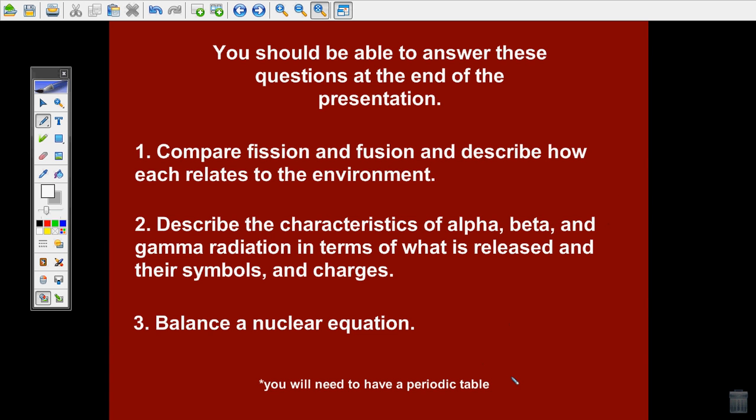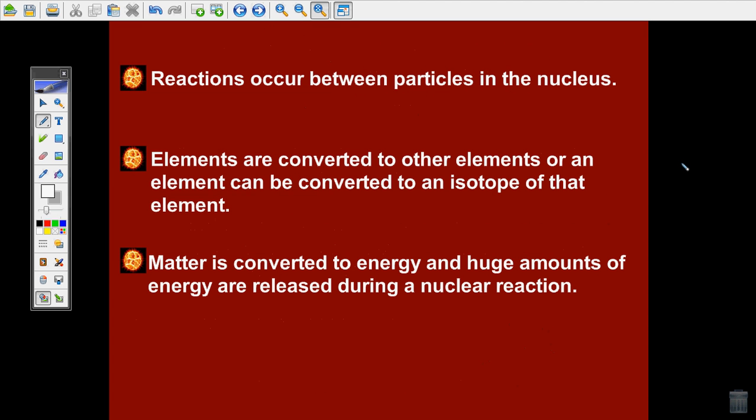Now you will need to have your periodic table to balance nuclear equations, so go get that quick. Alright, reactions occur between particles in the nucleus during a nuclear reaction. Elements are converted to other elements, or an element can be converted to an isotope of that element. Matter is converted to energy, and huge amounts of energy are released during nuclear reactions.